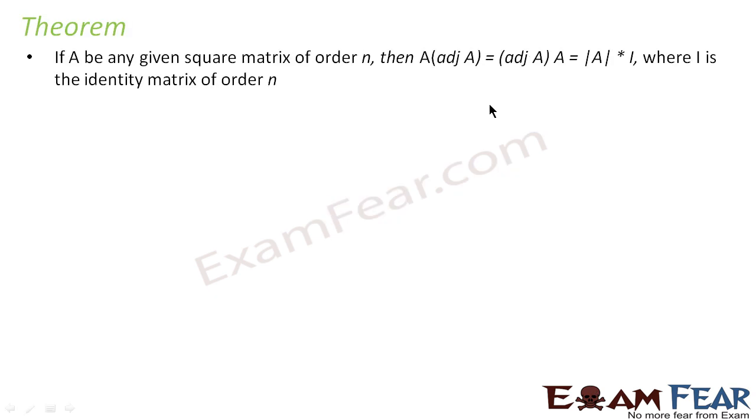Let's take some theorem. The theorem says if A is any square matrix of order n, then A into adjoint of A is nothing but adjoint of A into A. You do any multiplications, all the same, and that is nothing but determinant of A into I, where I is the identity matrix of order n. And this formula is used to write the A inverse formula.